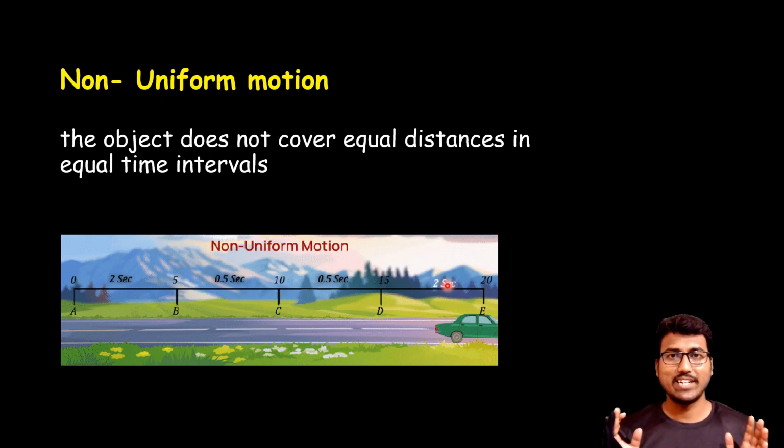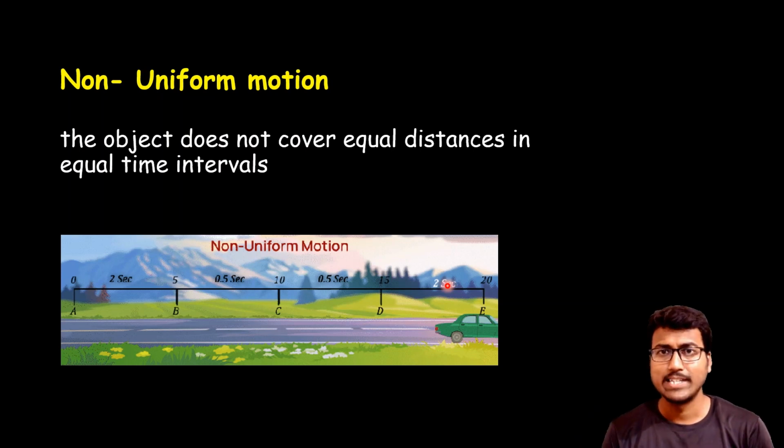Okay, I hope you have understood. An example of non-uniform motion is a car moving in traffic. Sometimes it has to increase the speed, sometimes it has to apply the brake, and so many things, right?